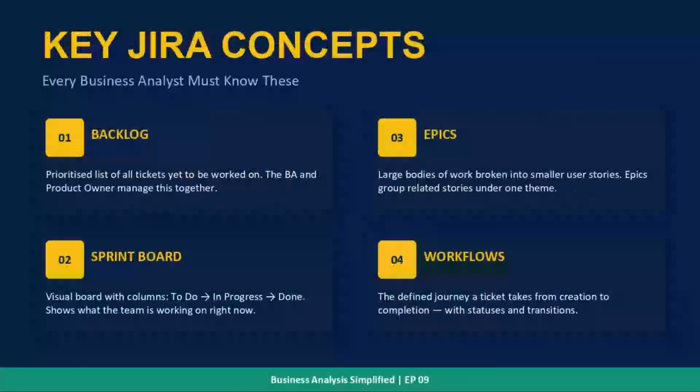There are a few key concepts in JIRA every BA must understand. The backlog, a prioritized list of all tickets yet to be worked on. The sprint board shows what the team is working on in the current sprint with columns like to do, in progress, and done. Epics, large bodies of work broken down into smaller user stories. And workflows, the journey a ticket takes from creation to completion. As a BA, you will spend a lot of time creating and refining tickets in the backlog and working closely with the product owner to keep it organized.